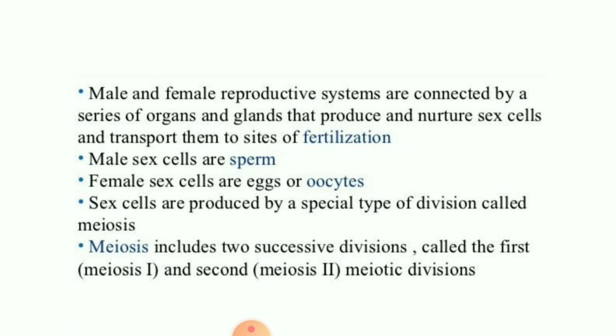As you know, when we talk about fertilization, both male and female reproductive systems are going to be connected together, and they are going to develop the sex cells. The male reproductive system is going to develop the sperm and the female reproductive system is going to develop the oocytes. The process of reproduction is carried out with the help of meiosis. By the first division, one cell is going to divide into two, and by the second division, it is going to divide into four.